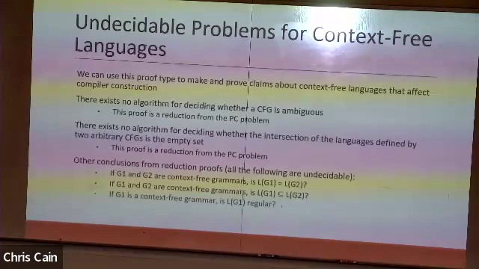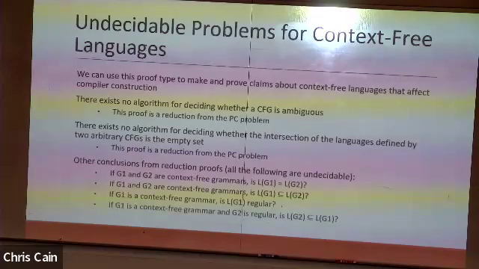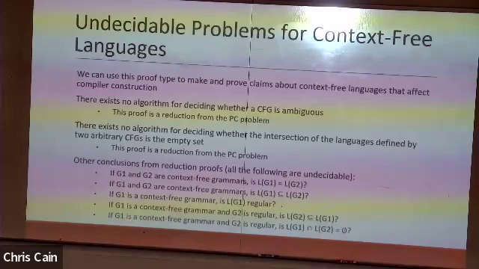If a grammar is a context-free grammar, is the language of that grammar regular? That is undecidable. And if we have two grammars, the first one context-free and the second regular, is the regular grammar a subset of the context-free grammar? That is undecidable. Finally, if we have again a context-free grammar and a regular grammar, is the intersection of the context-free grammar and the regular grammar the empty set? That is undecidable.